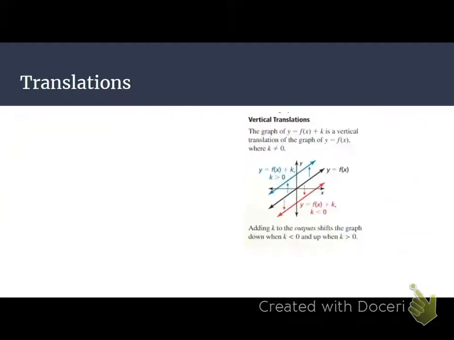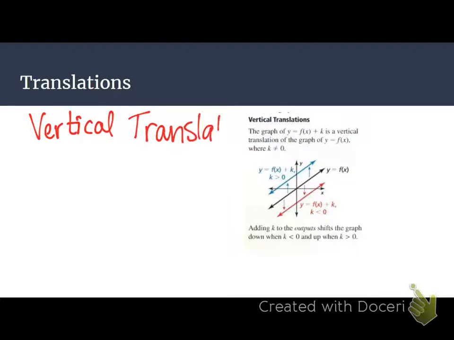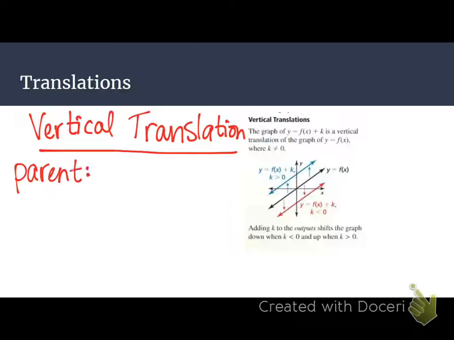Okay, vertical translations work a little bit differently. Vertical means we're going to be moving it where? That was horizontal. Left to right. Up and down. Vertical is going to move it up and down. Horizontal goes left and right. Vertical goes up and down. Our parent function, again, is going to be y equals f of x.